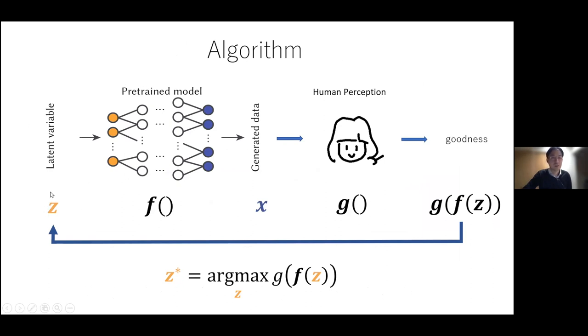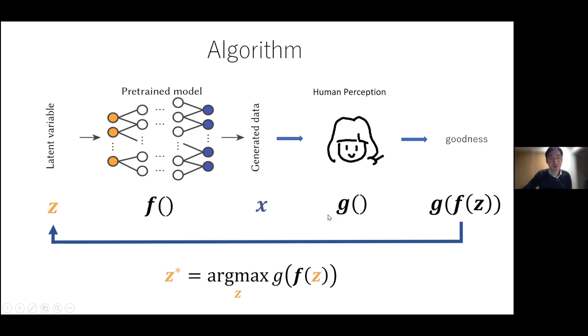The latent vector is Z, and then you get a neural network function F, and X, the output of F(Z), is X. And after getting X, the user sees the output X and evaluates it. And then finally, the evaluation result looks like this, right? The latent vector is Z, the neural network is F, and the human perception is G. And the problem we want to solve is this optimization problem, right? So we want to maximize G(F(Z)) while changing Z. So this is the problem we want to solve.